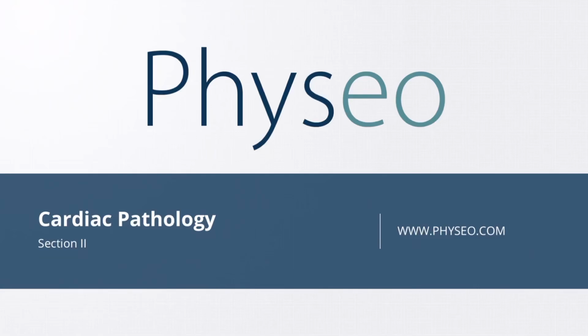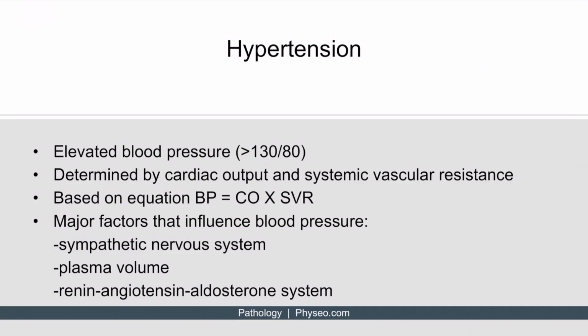Welcome to section 2 of cardiac pathology. In this section, we'll be discussing hypertension. Let's get started. Simply put, hypertension is elevated blood pressure.